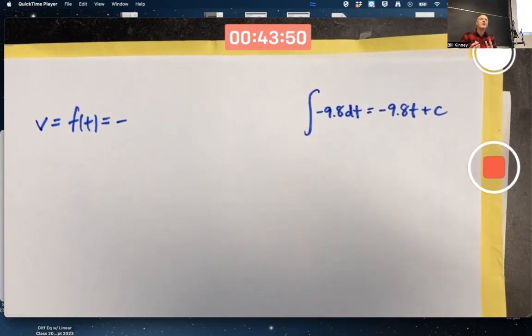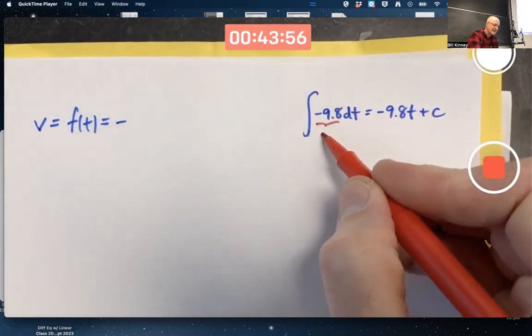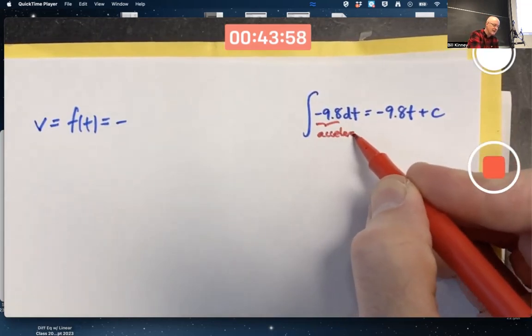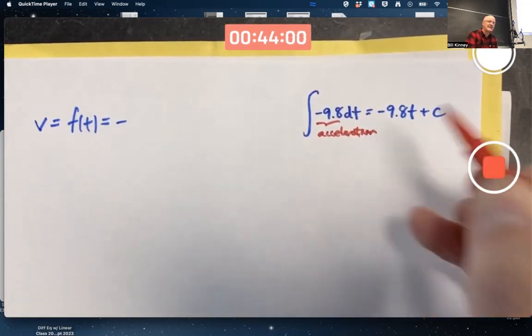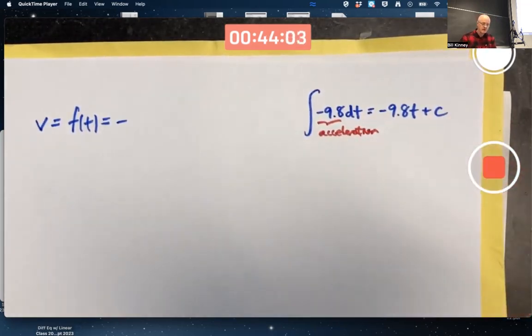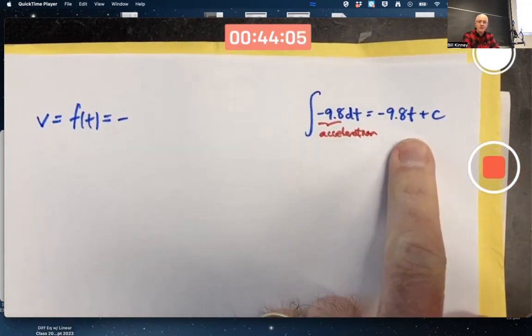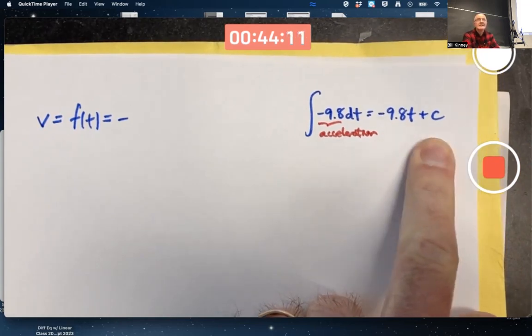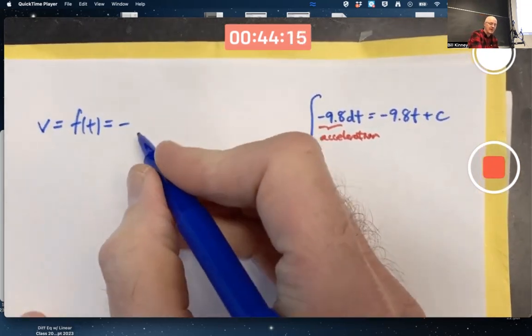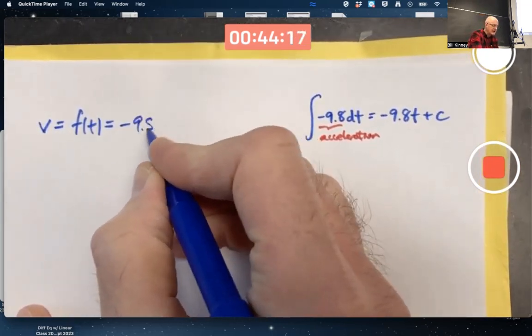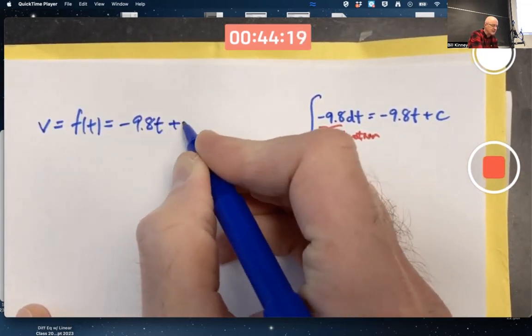But if you happen to know the initial velocity, and this would be the acceleration, so the integral would be the velocity. If you happen to know the initial velocity is v sub 0, when you plug in t equals 0 here, you've got to get the initial velocity. And when you plug in t equals 0, you get 0 plus c. C has to be the initial velocity. So I can write negative 9.8 t plus the initial velocity here.